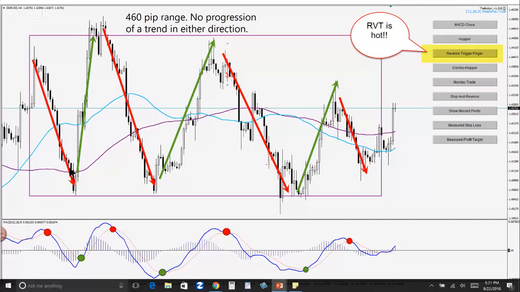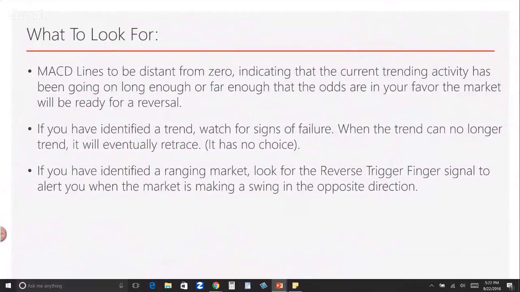And sometimes you get these great swinging market opportunities for hundreds of pips, but numerous swings from high to low, and that reverse trigger finger is hot. Of course, I have a button that will help automate that when you can see it coming, which I'll tell you about in a minute.